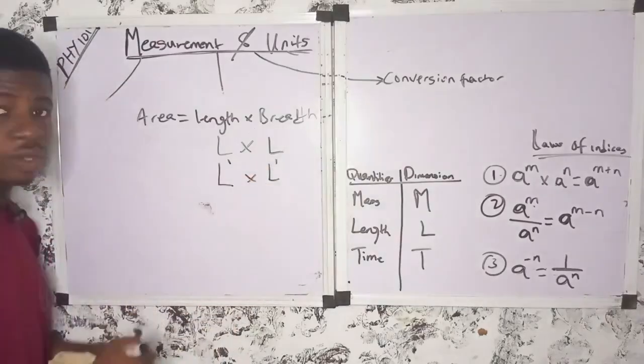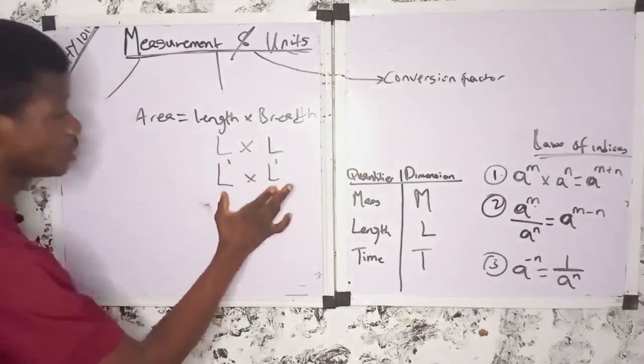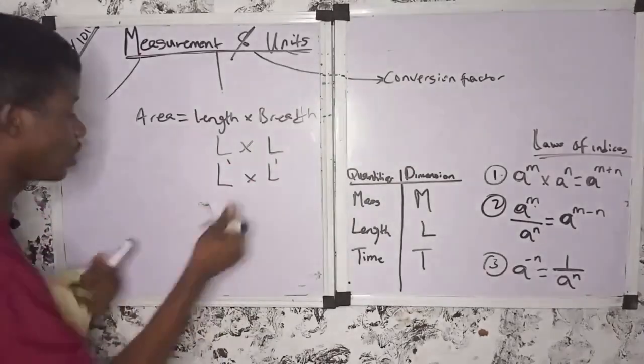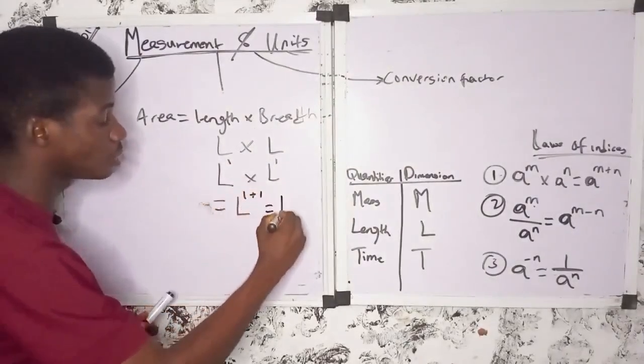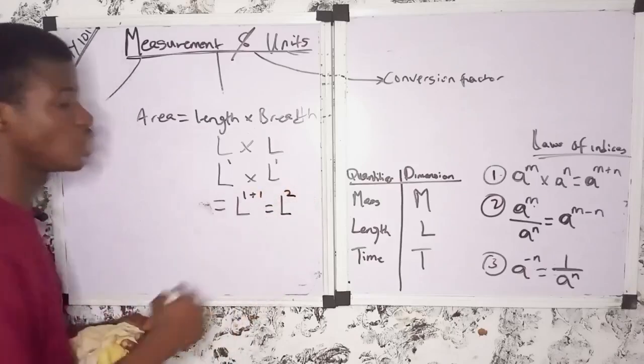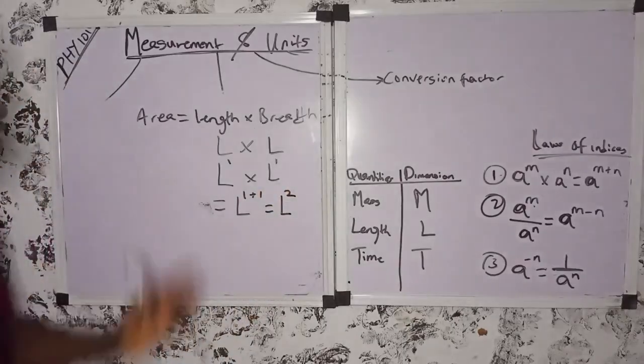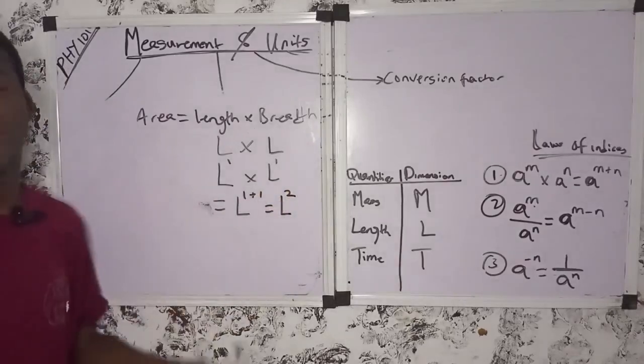Now according to the very first law of indices, when the same bases are multiplying each other, we take one of the bases and add their powers. So everything will be L raised to power 2, right? So the dimension of area is L raised to power 2.